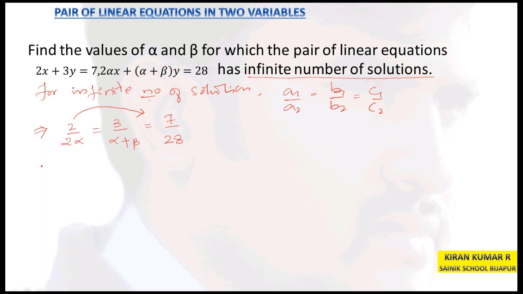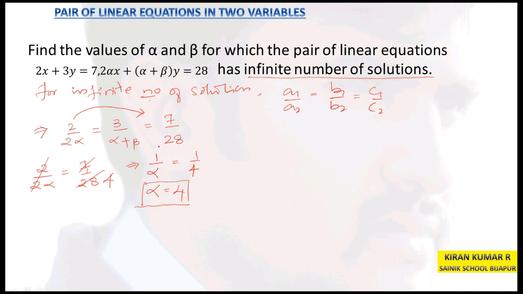Let me take 2 upon 2 alpha equal to 7 upon 28. Simplify this. 2 will be cancelled. 7 fours are 28. We get 1 by alpha equal to 1 upon 4. Reciprocally, the alpha value is obtained as 4.